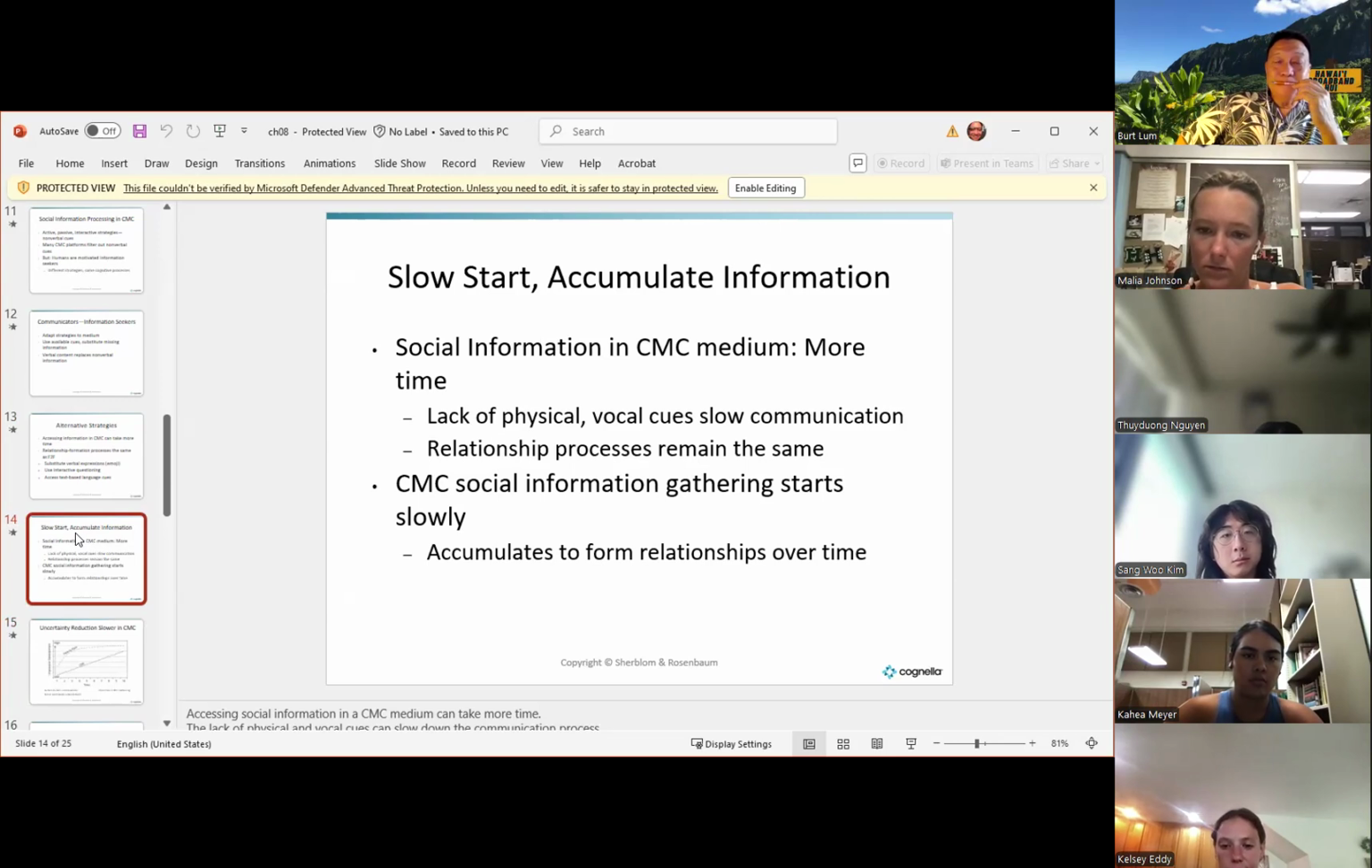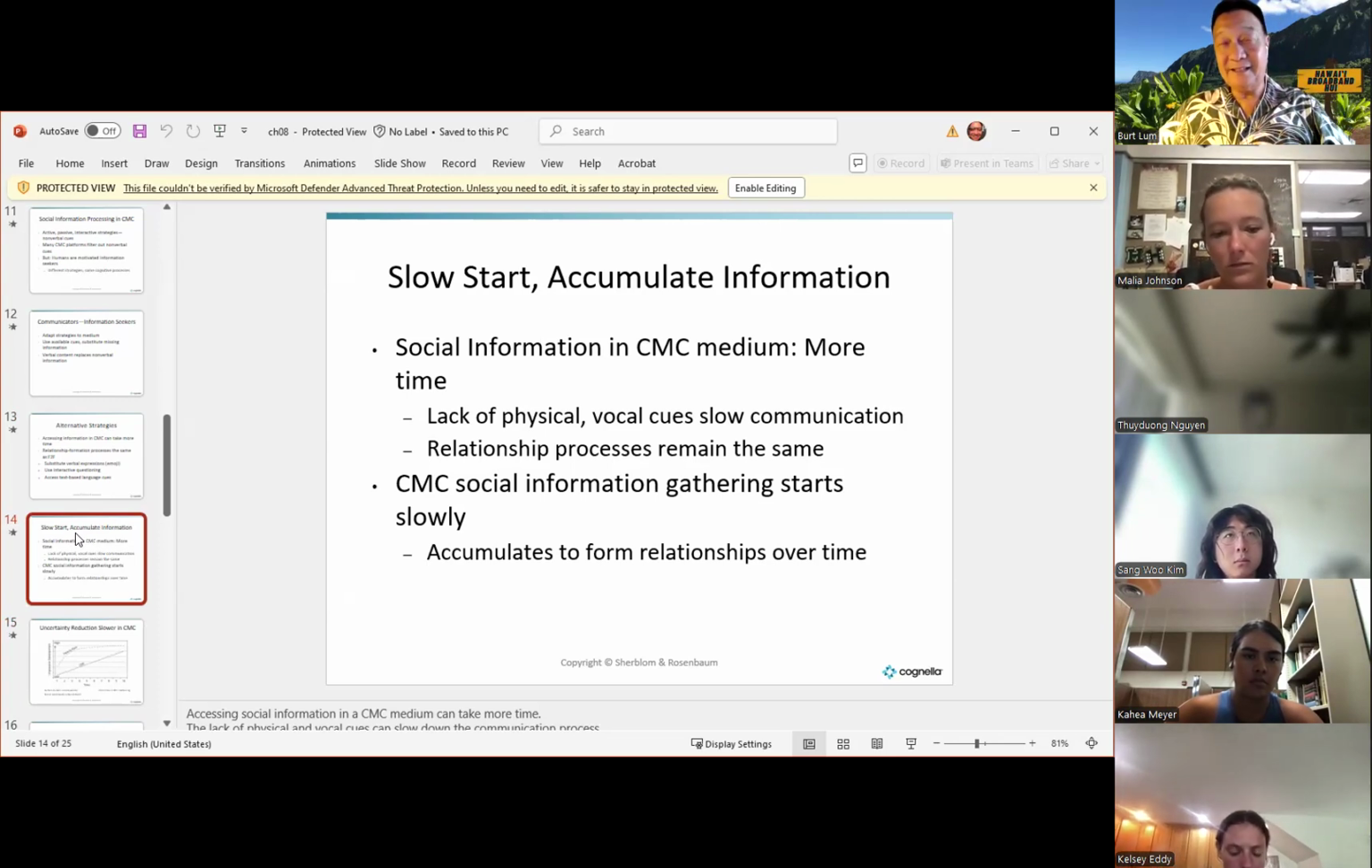So again, social information in the CMC environment does take more time. That's the slow start, and none of this happens overnight. It's a slow build in terms of that relationship. And I mentioned earlier, most of my relationships have pretty much started in a physical face-to-face world. But nowadays, because of Zoom and some of the work that we do across the country, there are people that I haven't ever met in person.